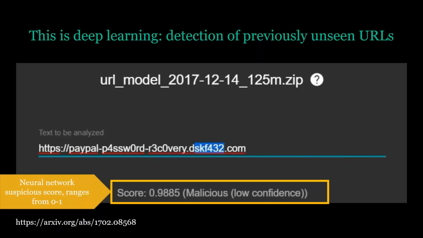It was trained on 125 million examples of good and bad URLs, and it's learned general patterns and syntax and semantics that pertain to malicious URLs, right? So even if I change the suffix, depending on the suffix, it thinks it's more or less malicious.